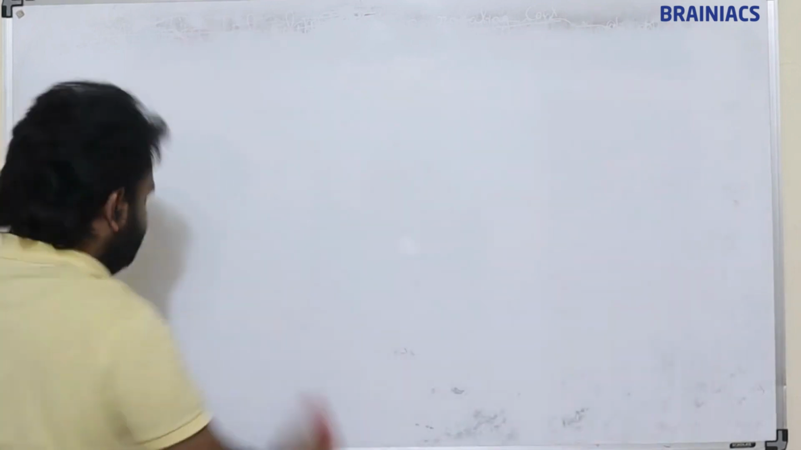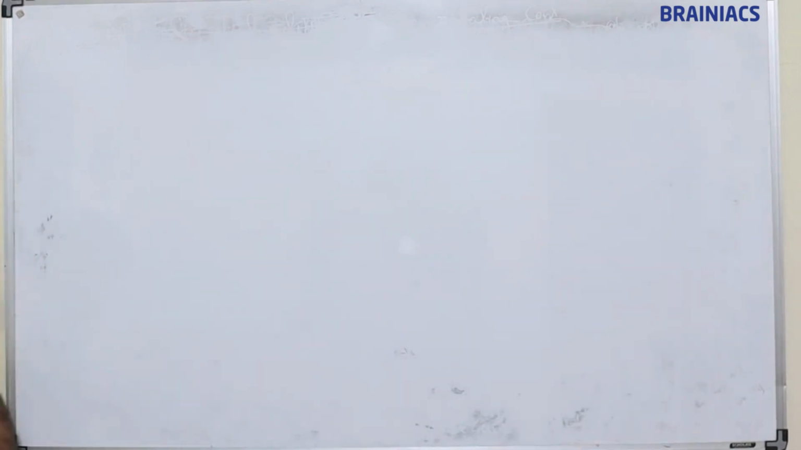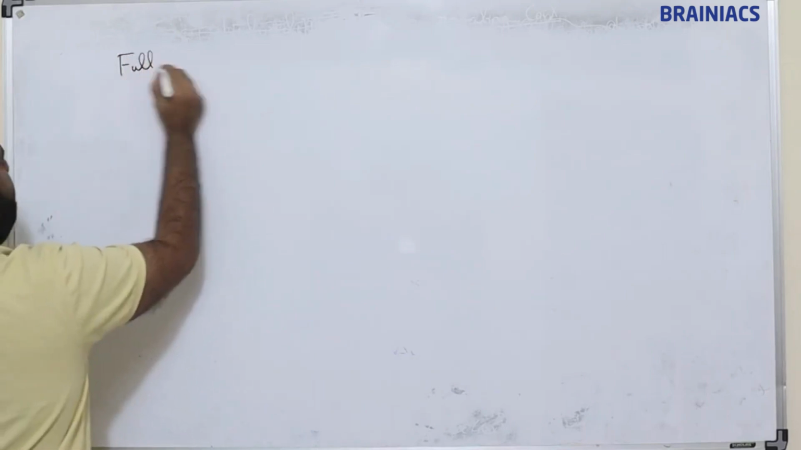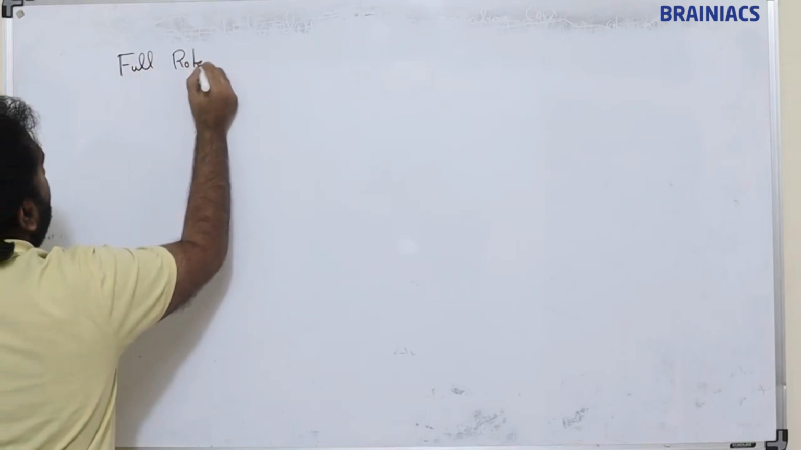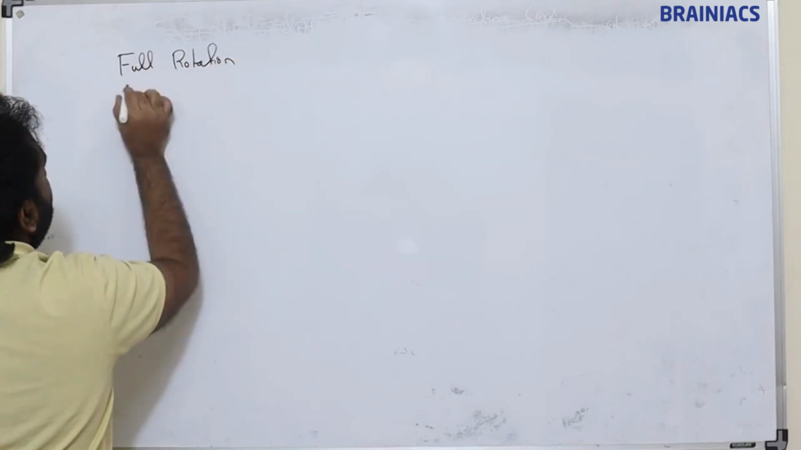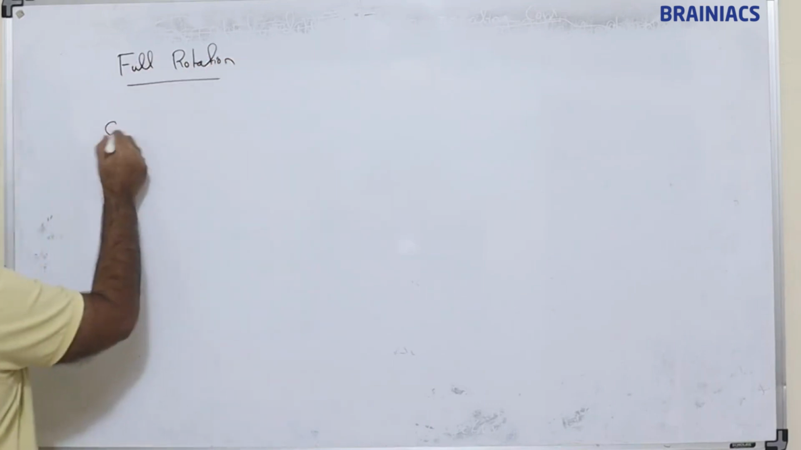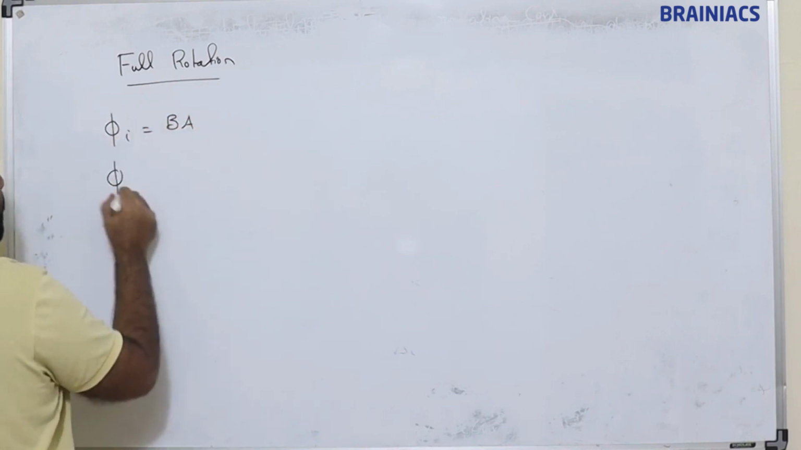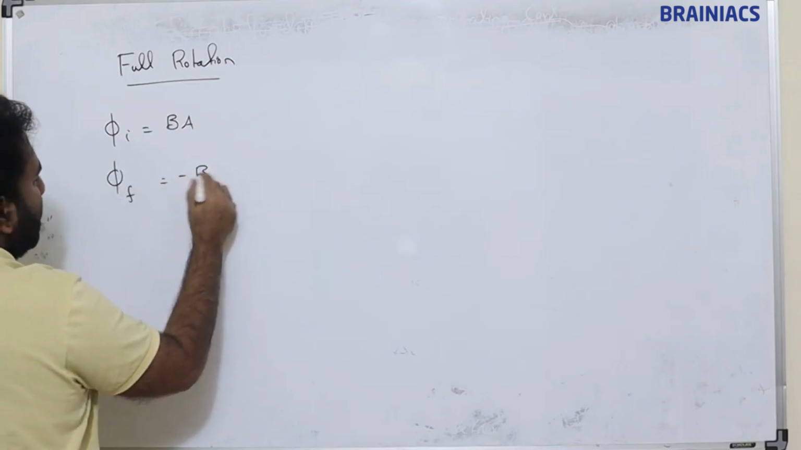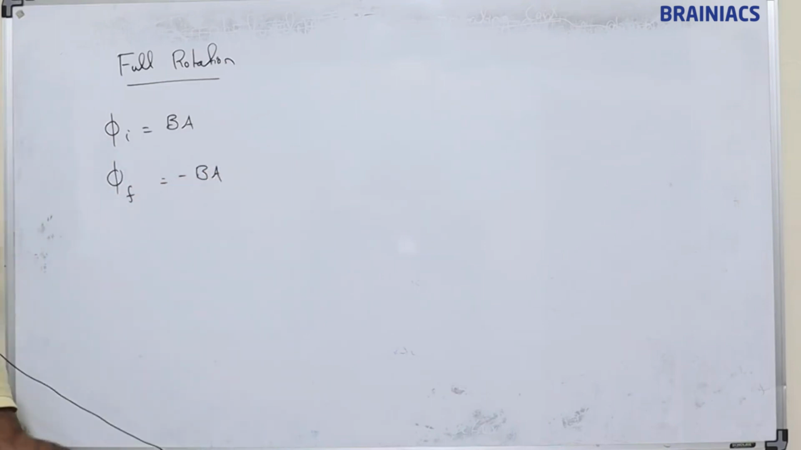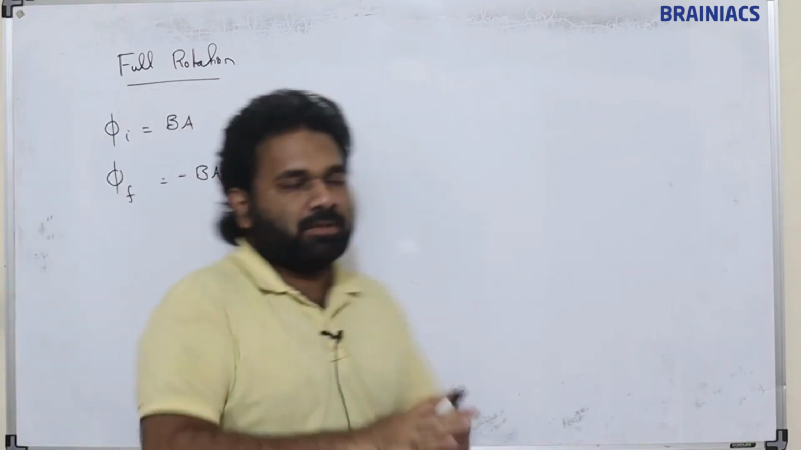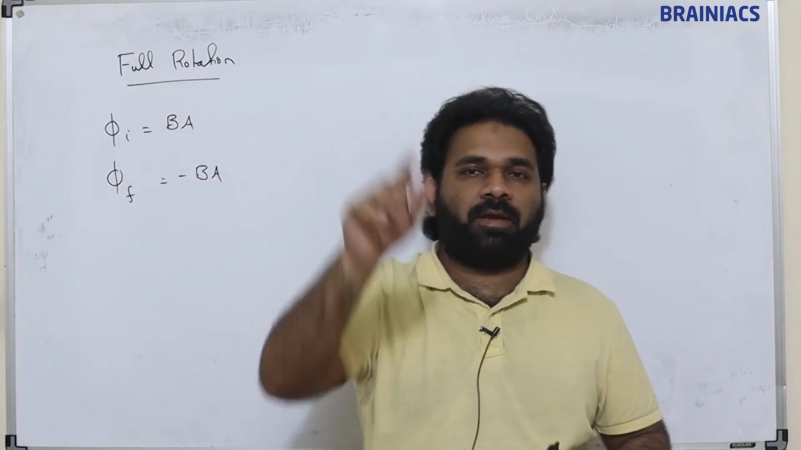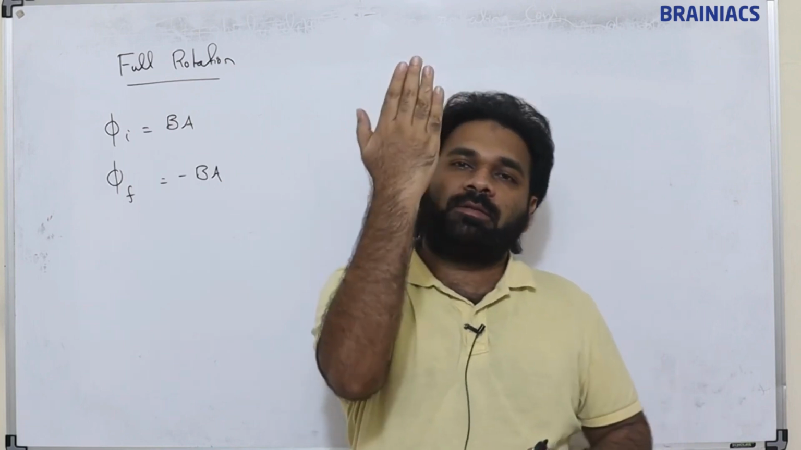Right. So for full rotation, already we have done for half rotation. Now this is for full rotation. So phi initial, if it is BA, phi final is nothing but minus BA for half rotation. This was the coil side, then flipped, half rotation, minus BA. But it is the same thing.